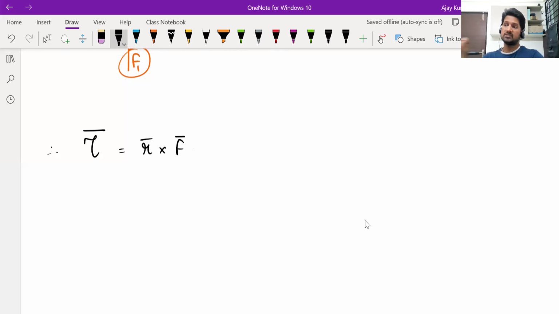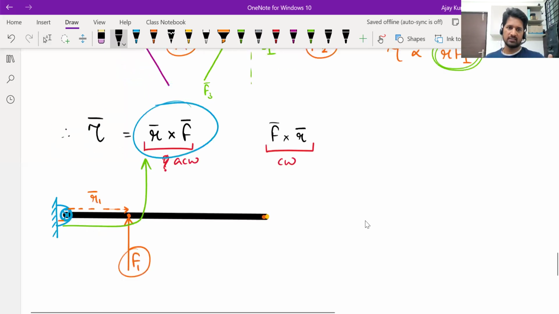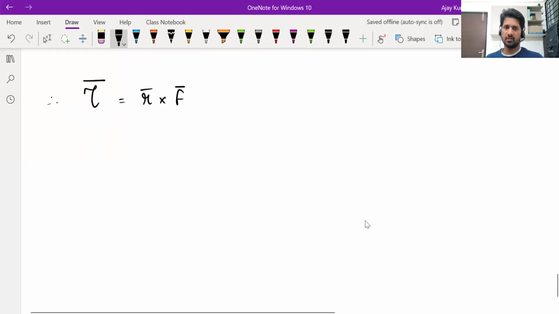Again, I said about a certain point. The discussion was about an axis. Okay, but I use the word point now. That is because this position vector R, see, a vector can be drawn from one point to another point. You can't draw a vector from a line to a point. You can draw it from a point to a point.